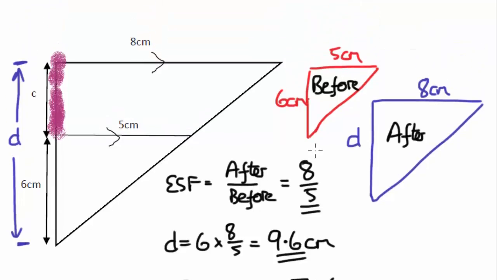Okay, so again, just to say, with these, if it's one shape on top of the other, just split them out and then you'll be able to work it out a lot easier. So you visualise them as two separate shapes. And that's hopefully helped you with similar triangles.